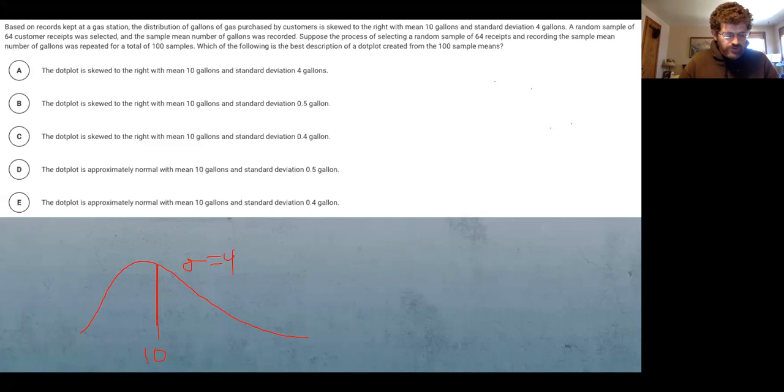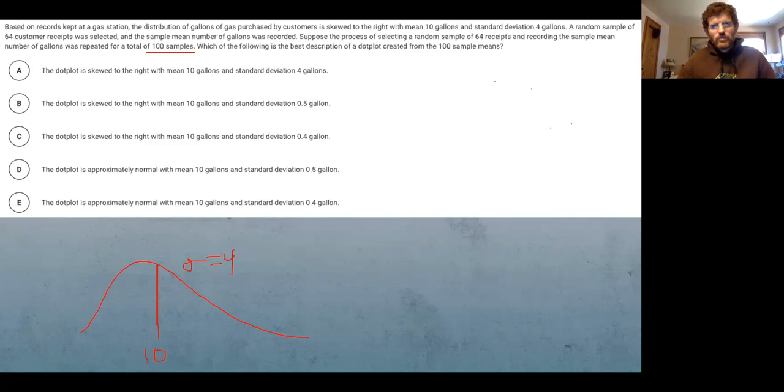A random sample of 64 customer receipts was selected, and the sample mean number of gallons was recorded. And this process was repeated 100 times. So we got 100 samples of 64 receipts each. Which is the best description of the dot plot that is created from these 100 samples?